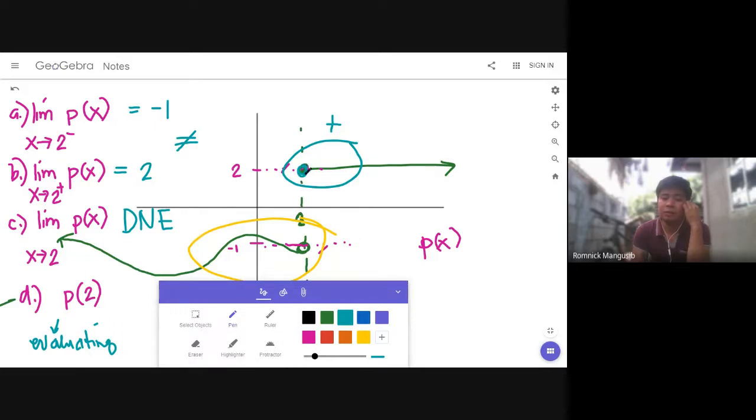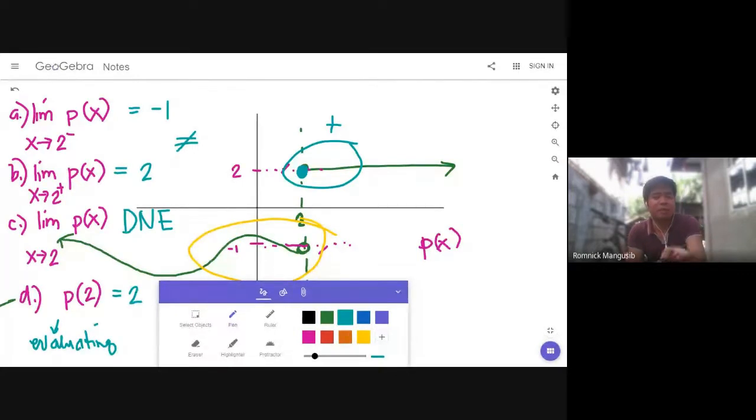Ayan siya, oh. Shaded. Diba? O, pag shaded, ibig sabihin, included. And when that is unshaded, ibig sabihin that is excluded. So that should not be negative 1. That should be 2. So the answer here is 2. O wag niyong kalimutan yung evaluating function. Pag nakita niyo lang naman p of 2, p of 3, p of 4, then those are just evaluating functions.